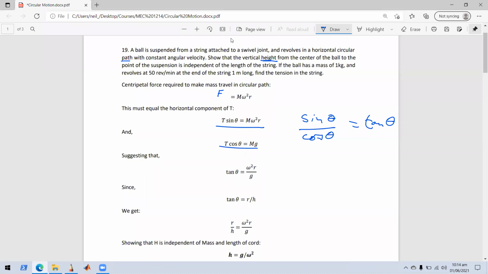So tan theta here would be equal to this divided by this, and certain things are going to cancel out. The T is going to cancel out with this T. This m is going to cancel out with that m. So what we're going to be left with is sine theta over cosine theta, or tan theta, is equal to omega squared r divided by g.